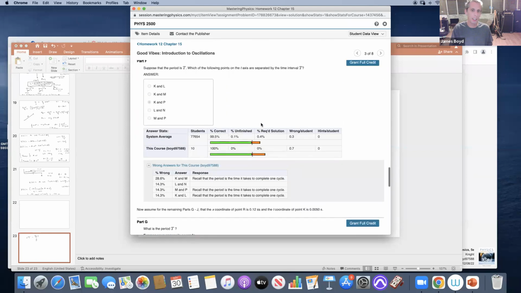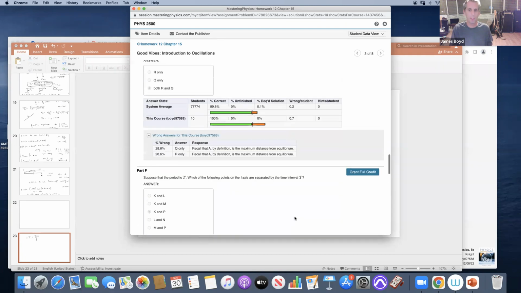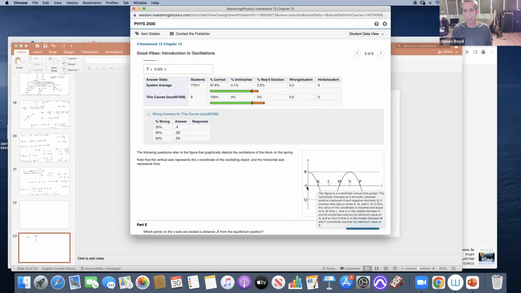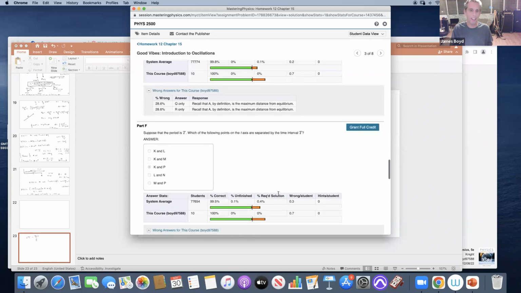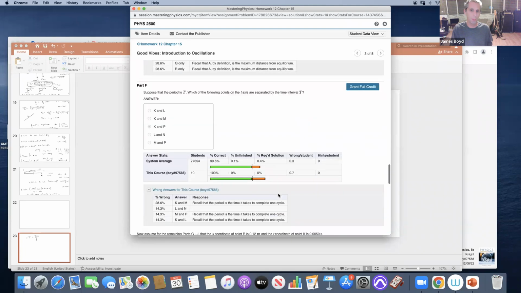What is the period if at time 0.005, the x coordinate of point R is 0.12, and the time at point K is 0.005? So it went from here to here in 0.005. That is a quarter of the whole period. The period goes from there till it repeats. This is a quarter, a quarter, a quarter, a quarter. So 4 times the time from R to K will give the full period, or 0.02.